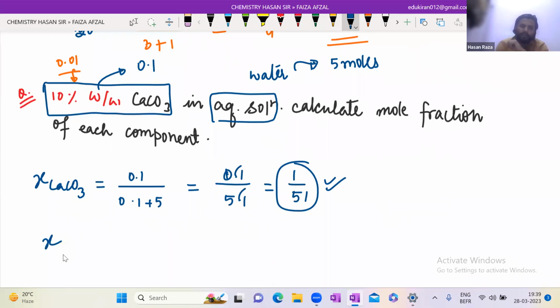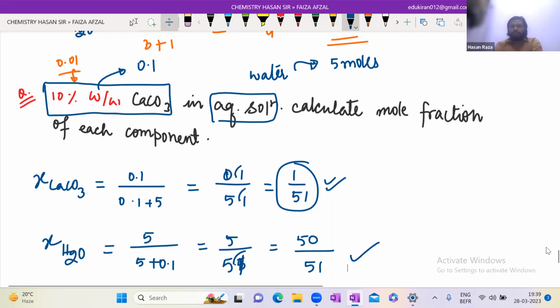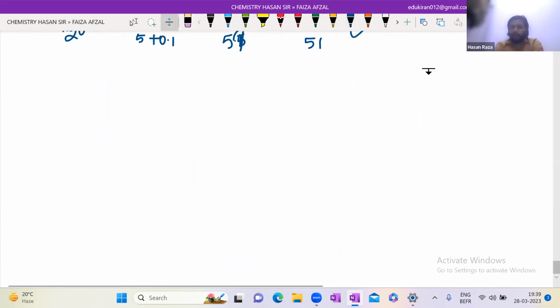Okay, and then the mole fraction of water, number of moles of water 5 upon 5 plus 0.1, that will be equal to 5 upon 5.1, and if you remove this decimal, it will be 50 upon 51. Okay. Yes, sir. So this is how we calculate mole fraction.